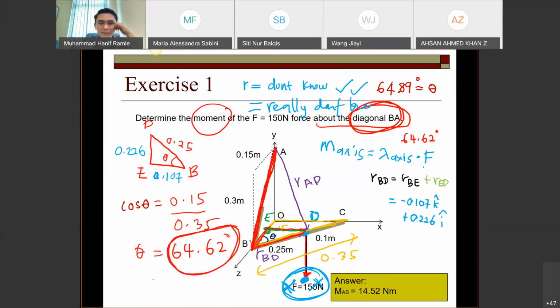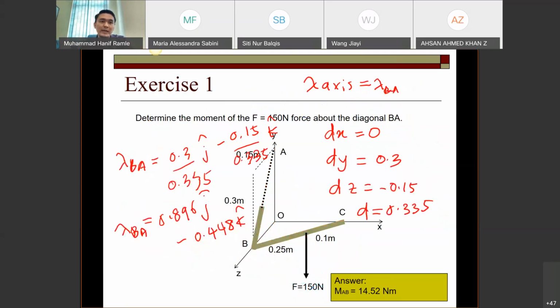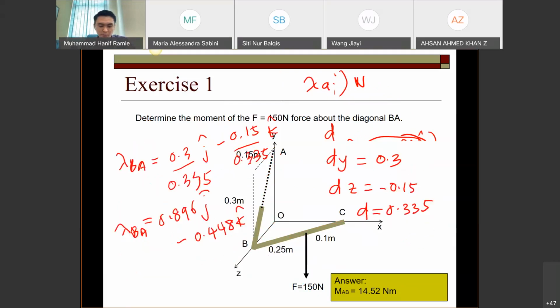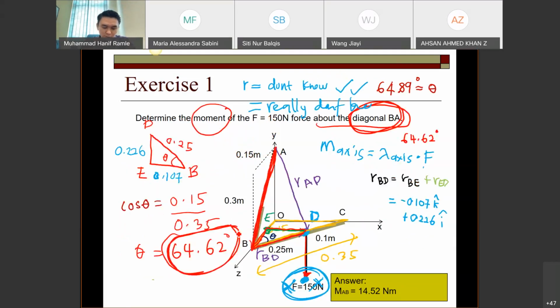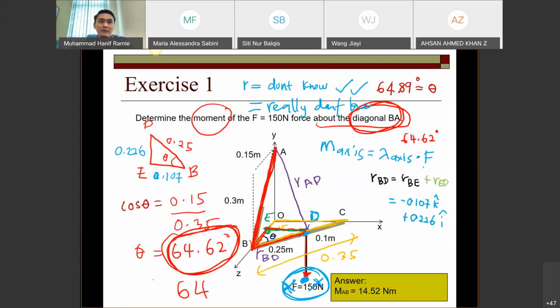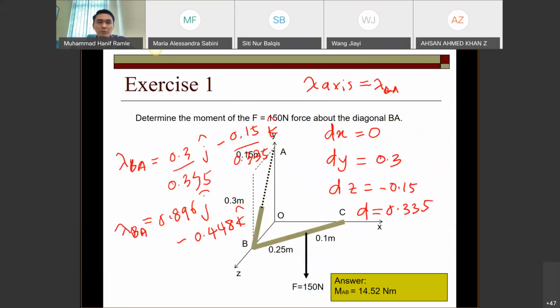Maybe the answer given in the lecture note uses 1 decimal place, or maybe 3 decimal places. That's why we get answers not 100% similar, but within the error. So for the final answer in the test, if the answer is within the range, I will accept it because of the angle issue. Maybe some students use only 64 degrees, and this will affect the final answer. So normally I will put a range.